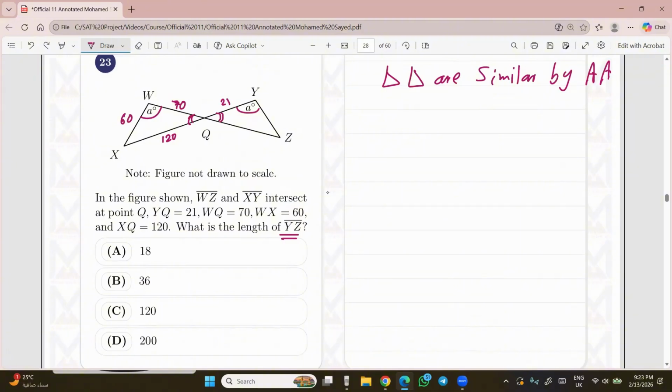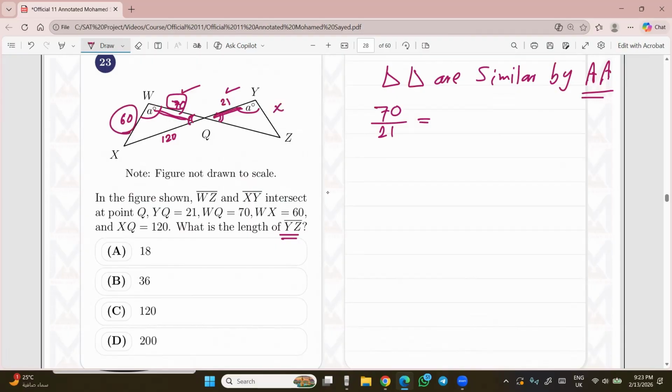So here we focus on AA because we have an angle equal to an angle and another angle equal to another angle. So now, which sides to compare, or what proportion is to be written? 70 is between the two given angles and 21 is between the two given angles. So we have to divide 70 by 21. So 70 over 21 equals. And we start from the left. So always start from the left.